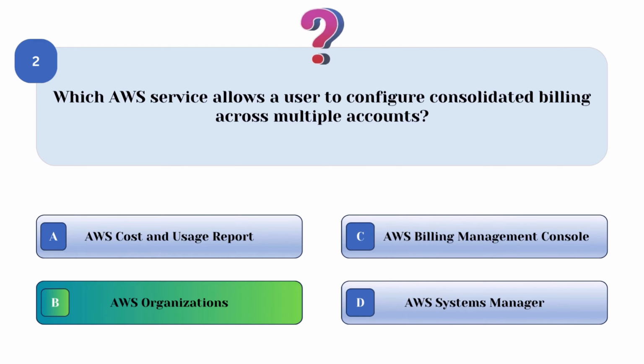Why others are incorrect? AWS Cost and Usage Report provides detailed usage data, not account linking. AWS Billing Console views manage billing, not consolidate accounts. Systems Manager manages EC2 and infrastructure, not billing.